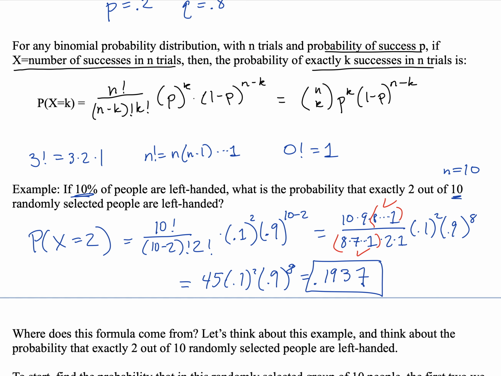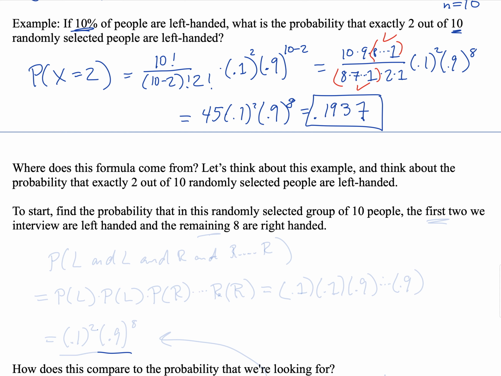All right, so where does this formula come from? Let's think about the example we just talked about, the probability of exactly 2 out of 10 randomly selected people being left-handed. To start, let's start with a slightly simpler problem. Find the probability that in this randomly selected group of 10 people, the first 2 people we interview are left-handed and the remaining 8 people are right-handed.